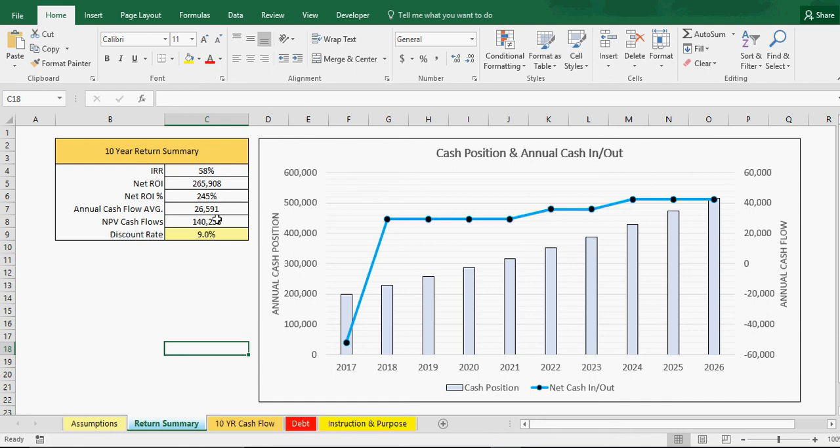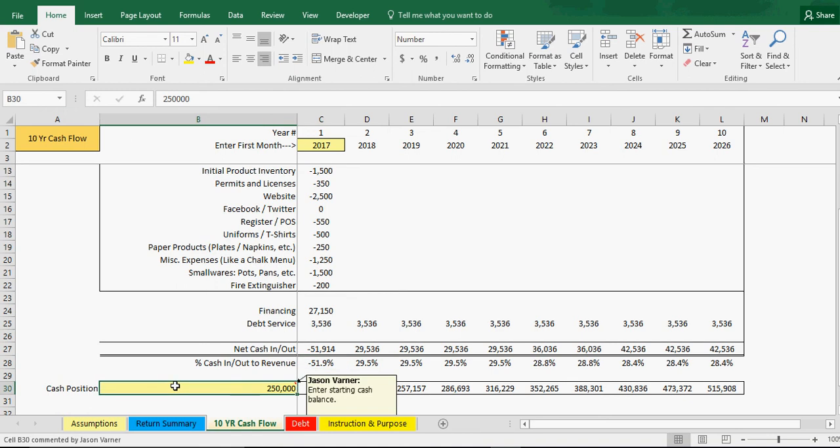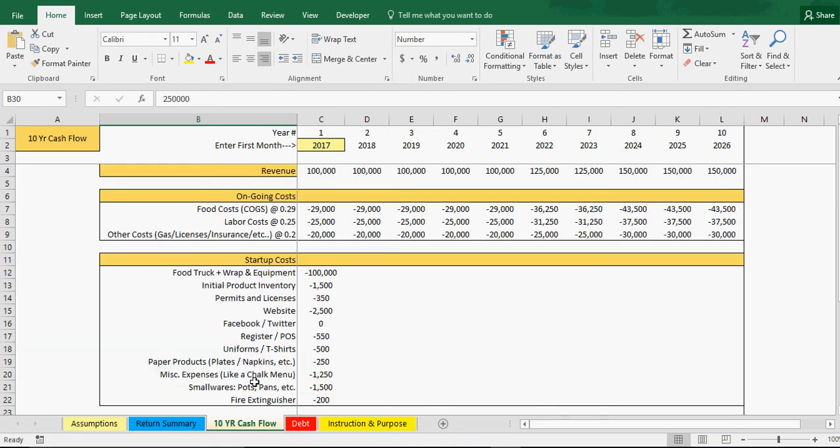Then we've got the net present value of the cash flows. So if you want to discount it out, this is your discount rate here. So you can put this at 15%, this goes down. You can put it at 5%, it'll go up. And then we've got a chart that shows the line graph is the annual cash flow, so this is like your salary. And then the bar is your running cash balance, assuming a given bank start amount, which is here in the actual 10-year cash flow model.